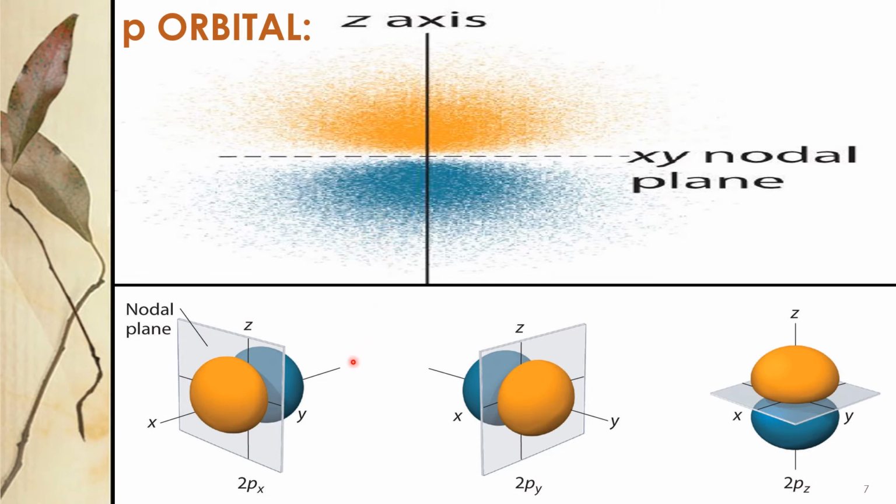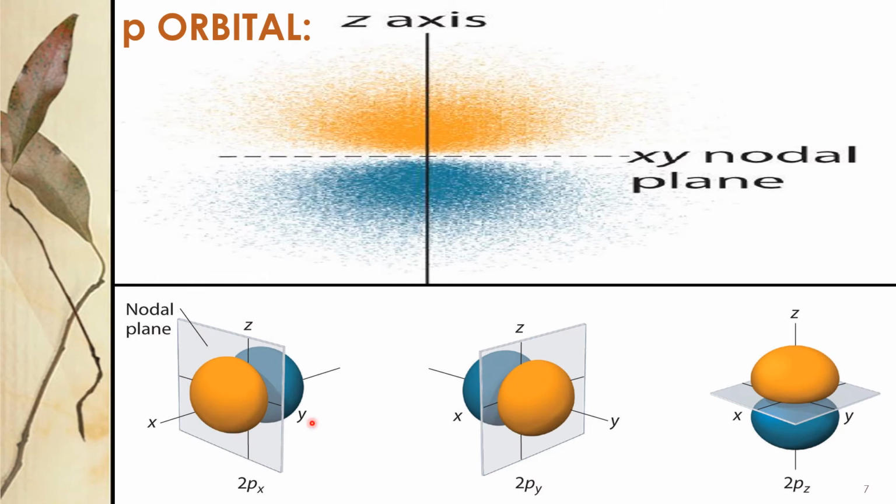See here, this is called 2px. Why is it called 2px? See, the two loops are on the x-axis only. On the y and z axes, the electron is not available, depending on the graphical representation they have studied.